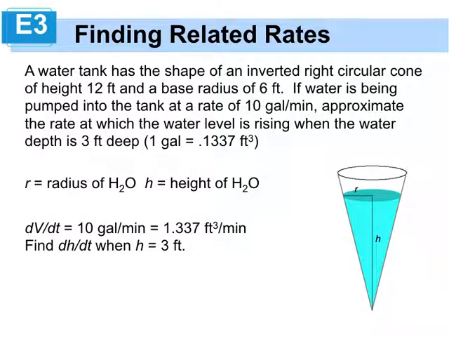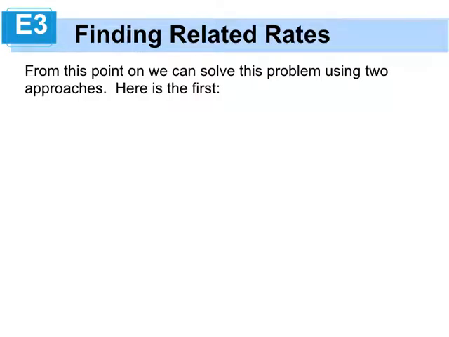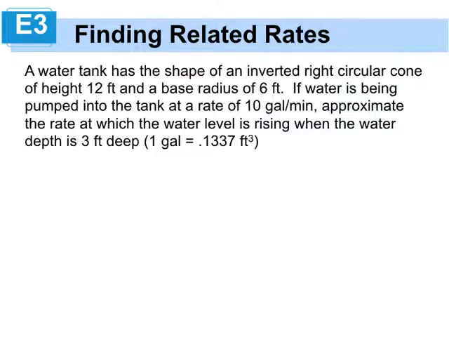dH/dt is what we're looking for because it says approximate the rate at which the water level is rising. So the height is getting bigger, and it's a rate, so it's a dH/dt. When h equals 3, that's going to be our snapshot. So we got 1, we got 2, we got 3. General equation I gave to you before, which is that guy.